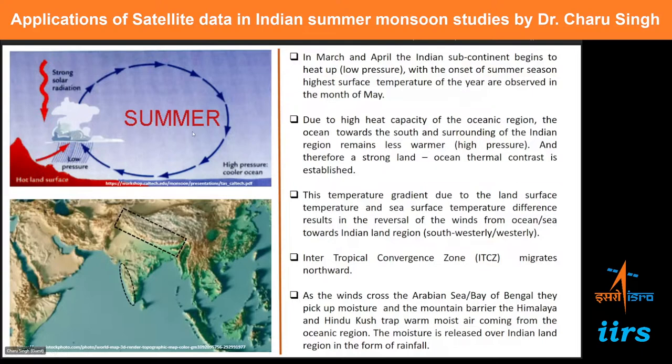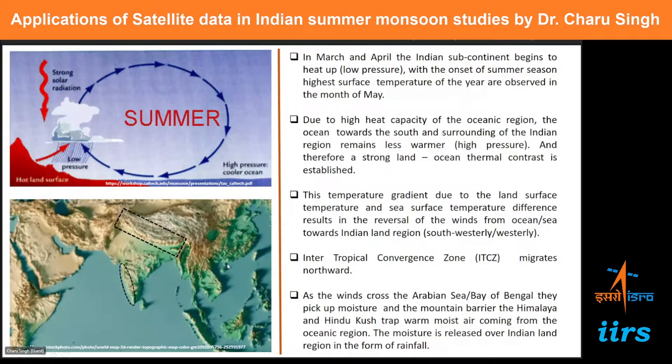And the surrounding oceanic region, having the high heat capacity, takes longer to become warmer. Therefore, the ocean towards the south and surrounding the Indian land region remains less warm. Thereby, there is a creation of a high pressure system over the oceanic region. And therefore, a strong thermal gradient is set up, because of the high surface temperature over the land and lower sea surface temperature over the oceanic region. And this temperature gradient results in the reversal of the winds.